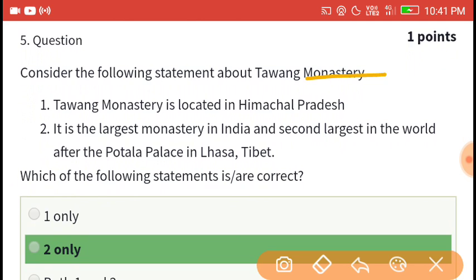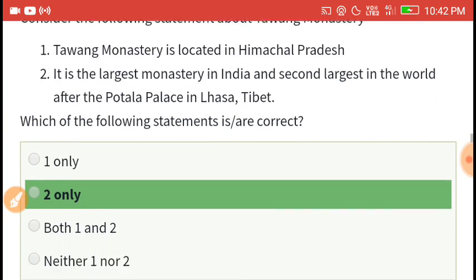Consider the following statements about Tawang Monastery. It is the largest monastery in India and second largest in the world after the Potala Palace in Lhasa, Tibet. It is located in Tawang, not in Himachal Pradesh. So the second statement is the correct one.